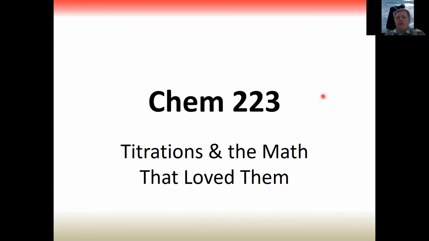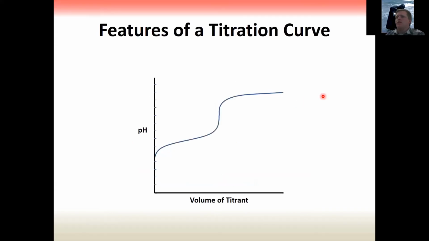All right, so what we're going to do today is look at a titration curve. We're going to figure out the features of a titration curve, the different points on it, and we're going to talk about how to calculate the pH at different points on this curve. So the first point we're going to talk about is right here where the slope of our curve is the steepest. Let me back up a little bit.